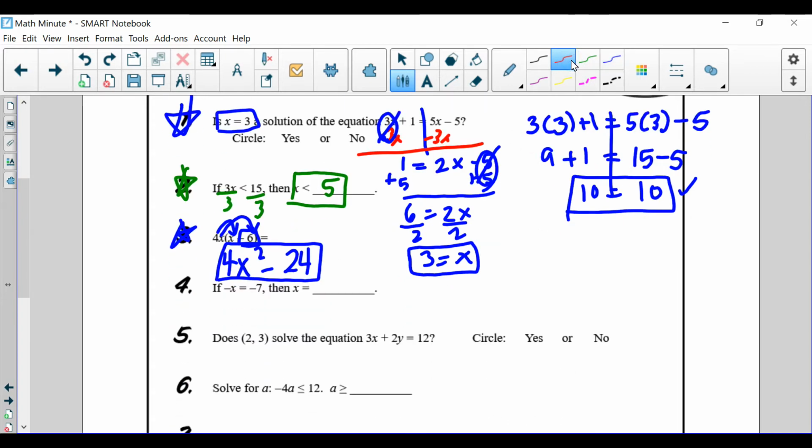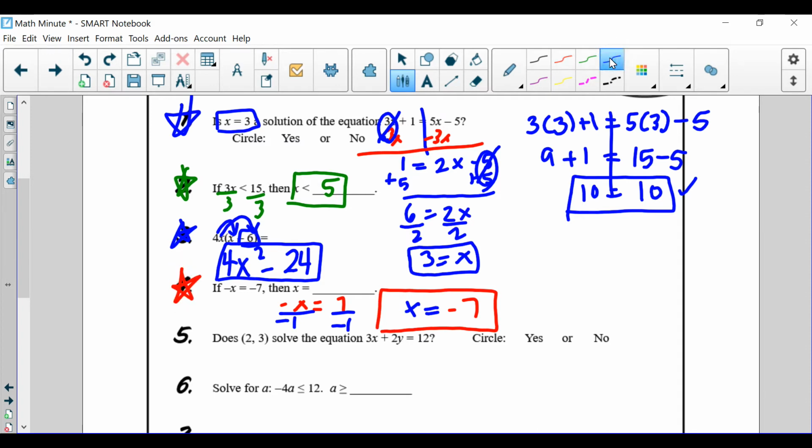Number 4 says negative x is equal to negative 16. So what is positive x equal to? We kind of did one of these problems similarly. Notice how it's negative. We're going to divide both sides by negative 1, and we will get x is equal to 16. Alright, so far so good.